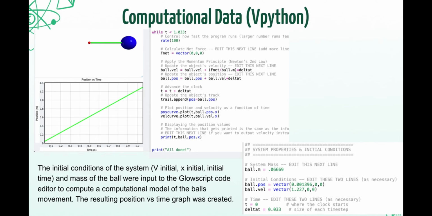For the computational data with VPython GlowScript, we inputted our initial conditions like the ball's mass, initial position, initial velocity, and time equals 0. Then using the code, it gave us this predicted position over time graph, which shows a linear velocity.